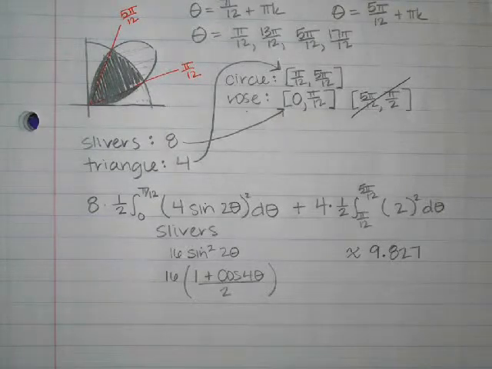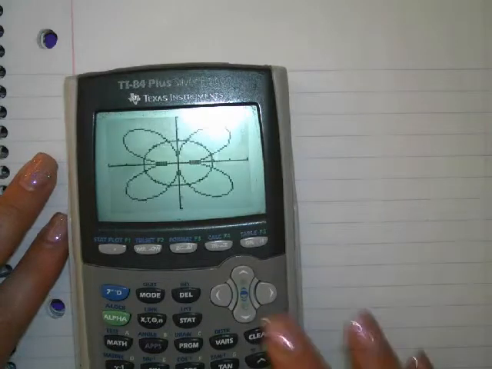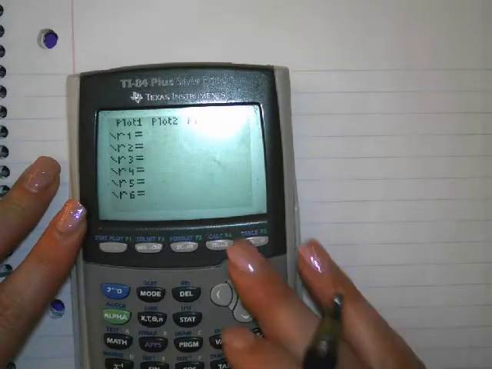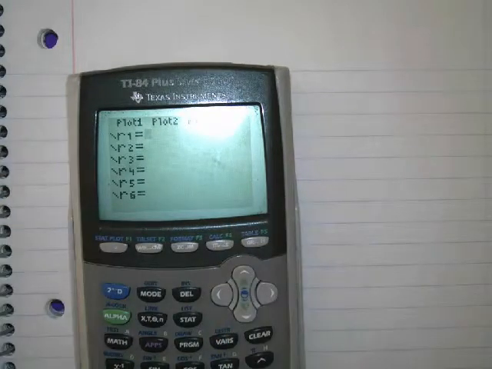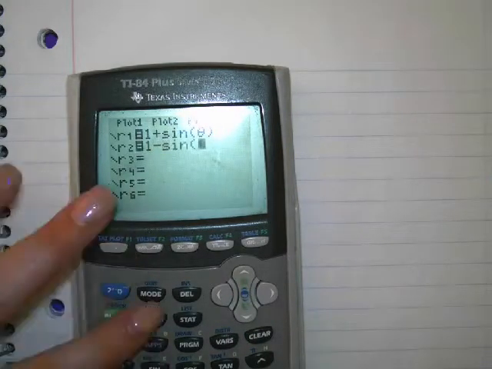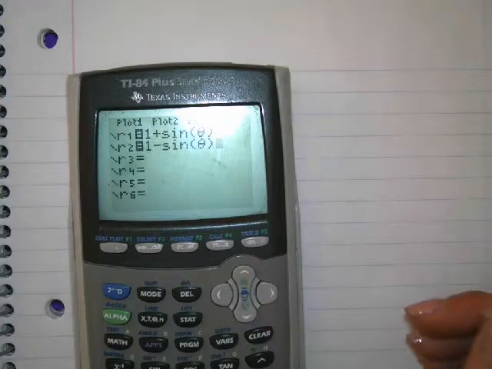Are we ready to try the next one? Okay. So let's go ahead and get it typed in. What kind of graphs are those? 1 plus sine, 1 minus sine? Do you know off the top of your head? Cardioids. They're cardioids. Because they're both 1 and 1, right? 1 plus sine and 1 minus sine. What's the interval for both of these? 0 to 2 pi again.